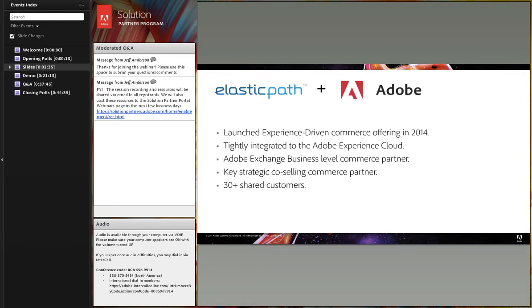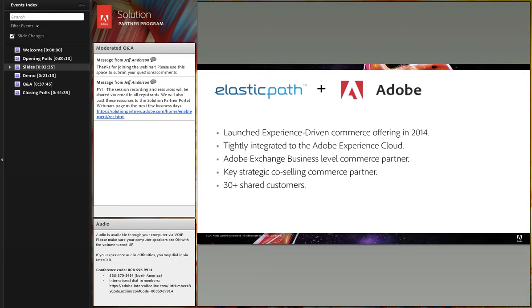And the partnership officially got underway in 2014, Summit 2014. We launched the experience-driven commerce offering. I see my friend Mark Hayes is on the phone, so Mark and team helped lead that charge once upon a time. So we initially started off tightly integrated into the Experience Cloud through AEM, and we broadened that out over the years to be integrated both on the analytics, Target, and Campaign side. So that's an area that we continue to drive innovation with.